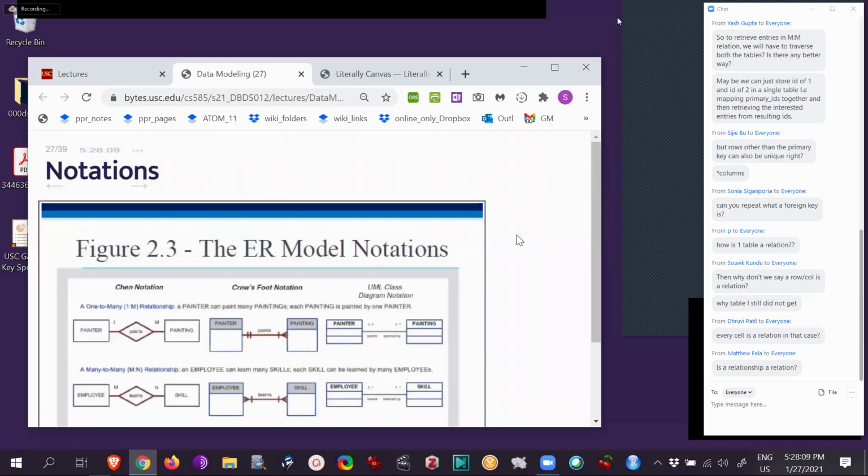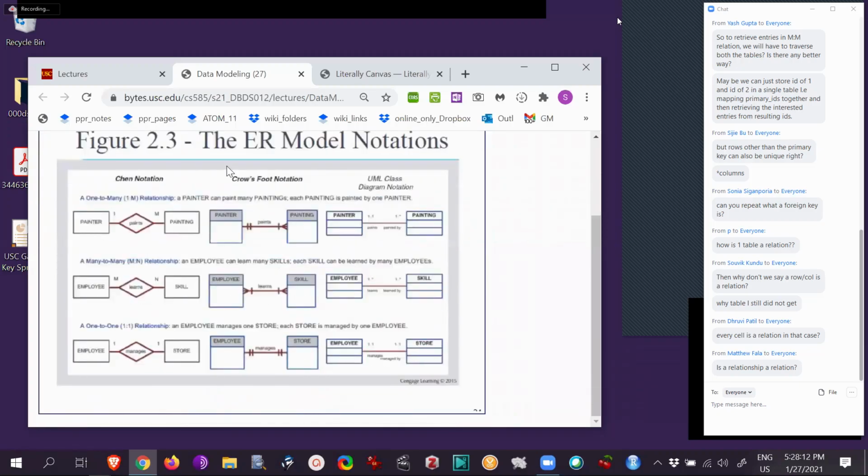Okay, how do you actually draw those relations? Suppose you have one painter, such as Monet or Van Gogh. This is a painter table. Every painter has their own line. Renoir has a line, Escher has a line, Joan Miro has a line.